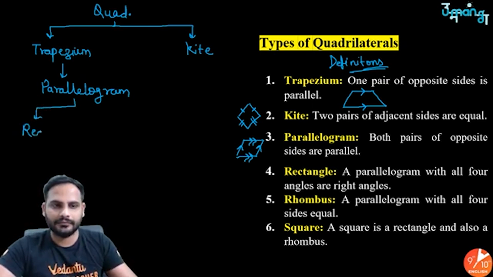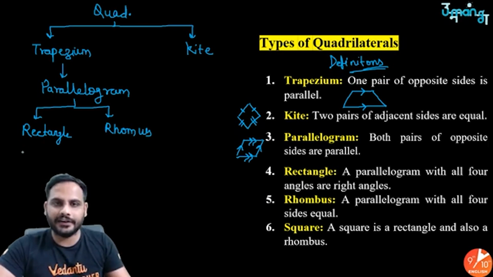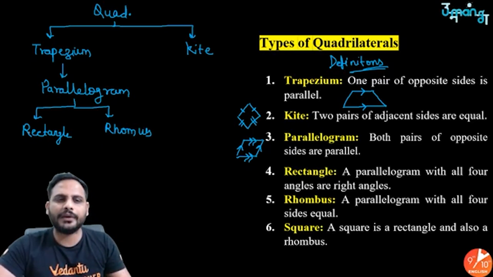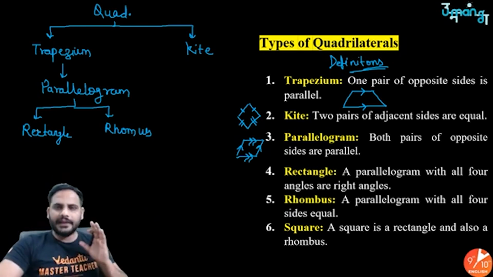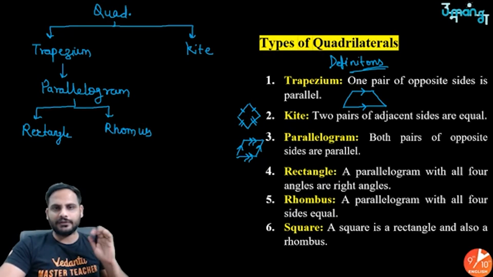Then under parallelogram comes rectangle and rhombus. What is a rectangle? A rectangle is a parallelogram in which all angles are 90 degrees. What is a rhombus? A rhombus is a parallelogram in which all sides are equal. Also you can say a rectangle is any quadrilateral where all the angles are 90 degrees. In any quadrilateral where all the sides are equal, it will be a rhombus.